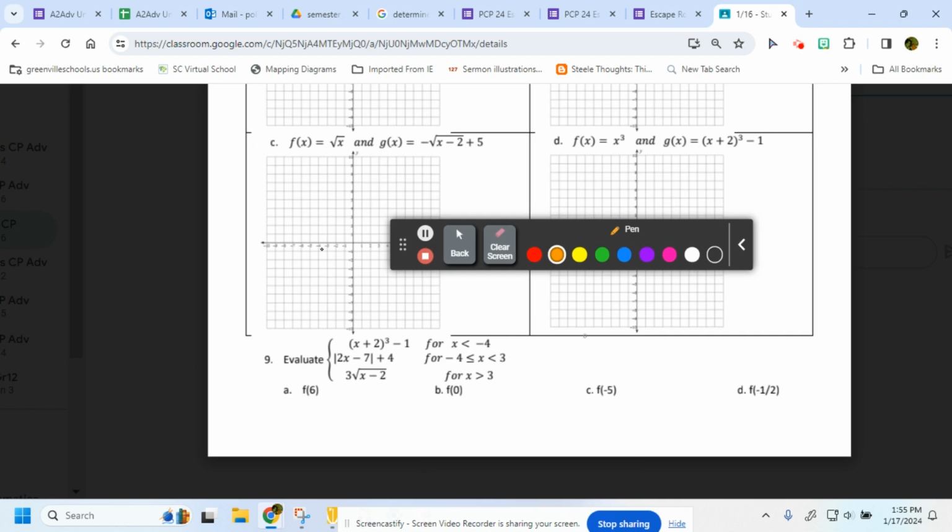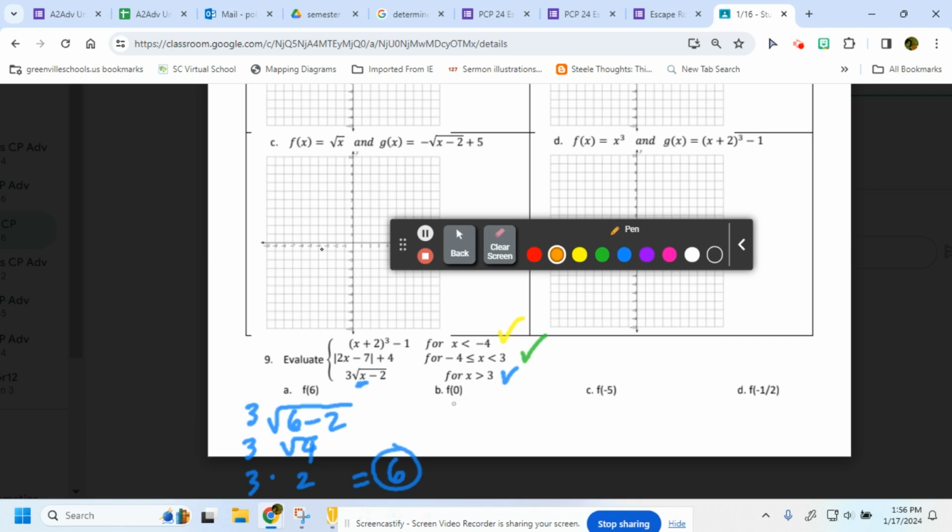F of 6. For 6, you have to check the restriction. Is it the yellow? Is it the green? Or is it the blue? Is 6 less than -4? Is 6 between -4 and 3, or 6 greater than 3? The answer is blue. That means you're going to plug in the 6 right here. So 3 square root of 6 minus 2. 6 minus 2 is 4. There's a 3 outside. Square root of 4 is 2. 2 times 3, the answer is 6.